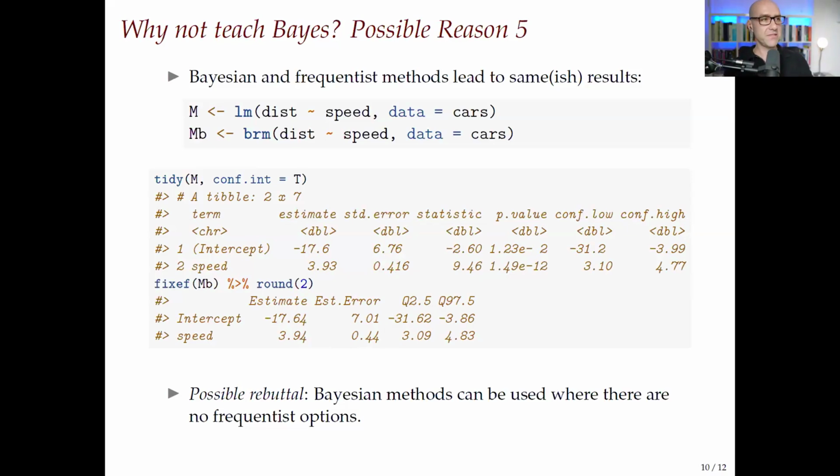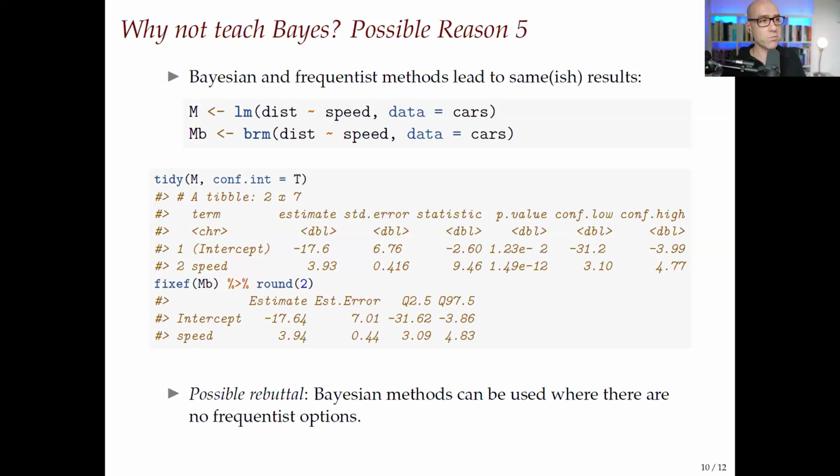So when people see things like this, they say, okay, practically speaking, I'm getting the same results. And you could get identical results. In fact, I was using default priors here, which we won't get into, but you could get identical results. And people say, well, why would you use Bayesian methods if they just do the same thing?